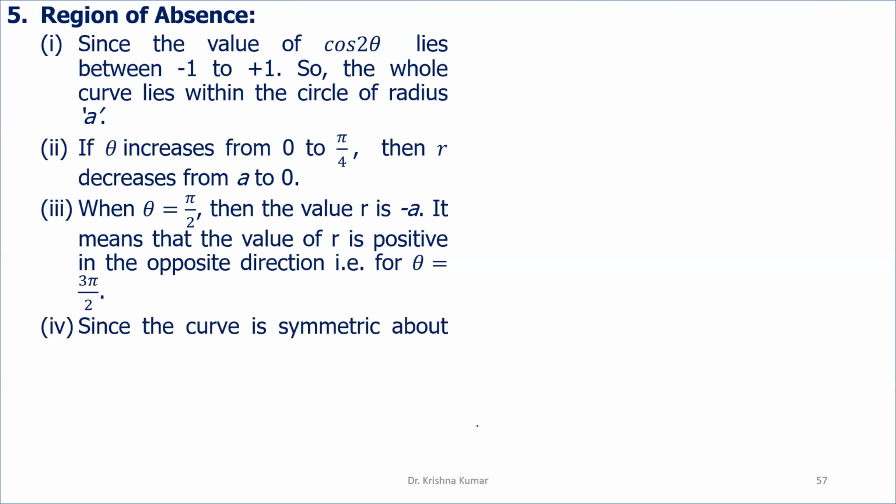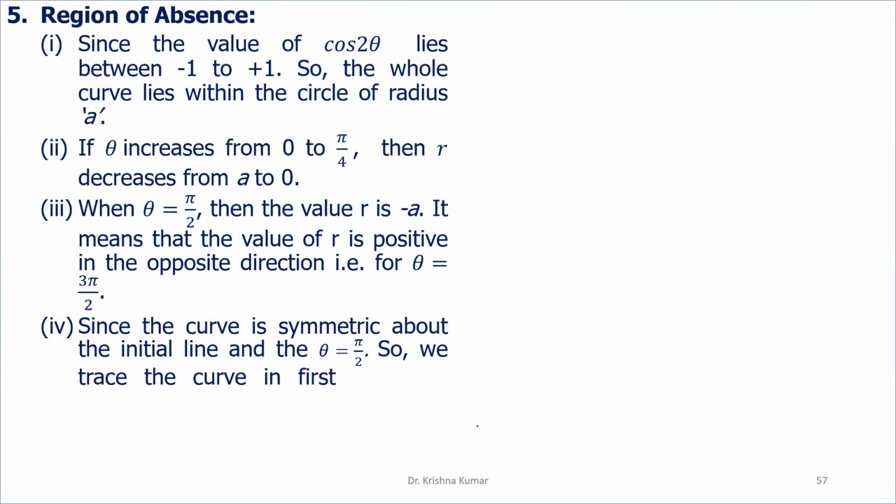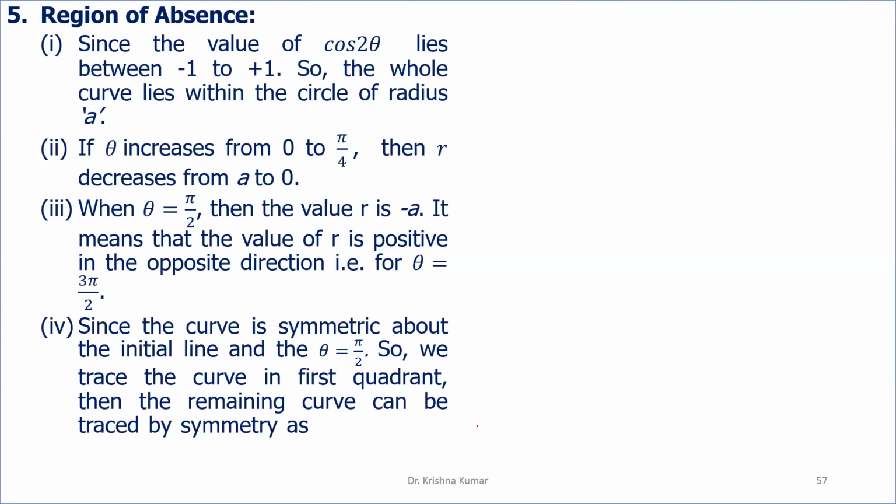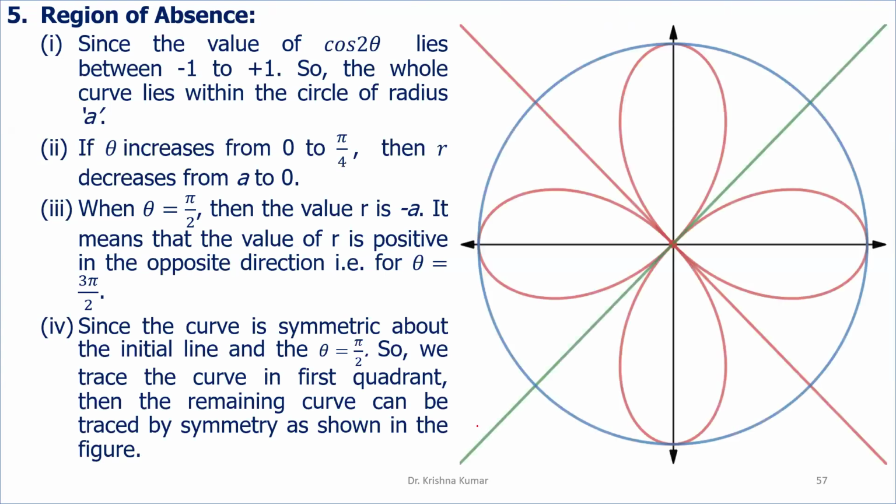Since the curve is symmetric about the initial line and the line theta equal to pi by 2, we trace the curve in the first quadrant, and then the remaining curve can be traced by symmetry, as shown in the figure. Okay, let us try to trace this curve.